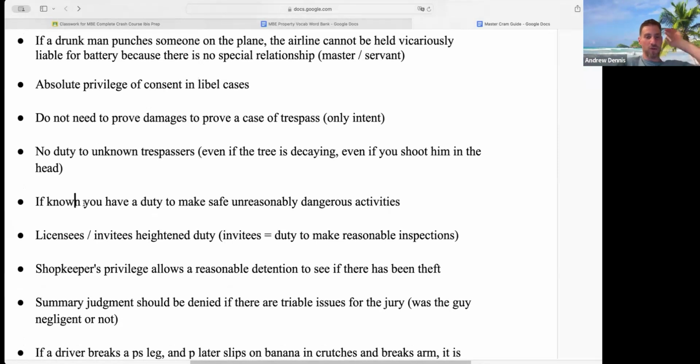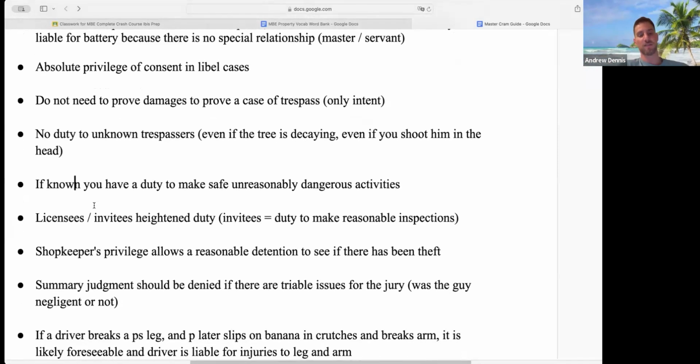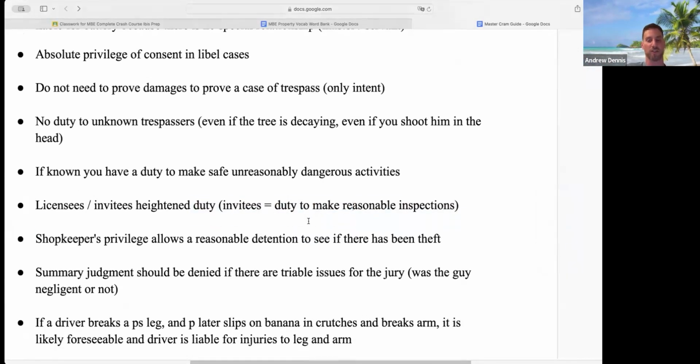For a known trespasser, you have a duty to make safe unreasonably dangerous activities, right? So if they're known, then you do have a little bit of a duty. If they're unknown, you really have very little duty. Licensees have the heightened duty, and invitees have the highest duty to make reasonable inspections or sweeps.